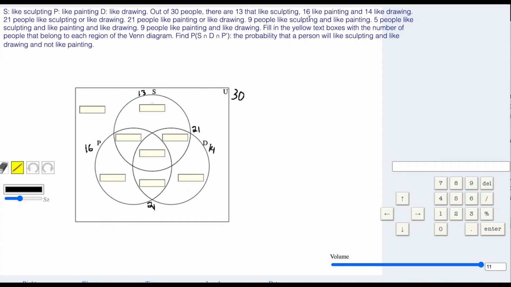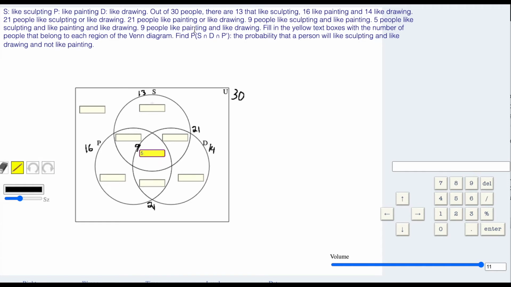9 people like sculpting and painting. So that means this region right here, sculpting and painting. I'm going to put a little 9 right here on the border, showing that we're talking about these two regions. 5 people like sculpting and like painting and like drawing. So that's this region right here in the center. So I'm going to put a 5 inside that text box.